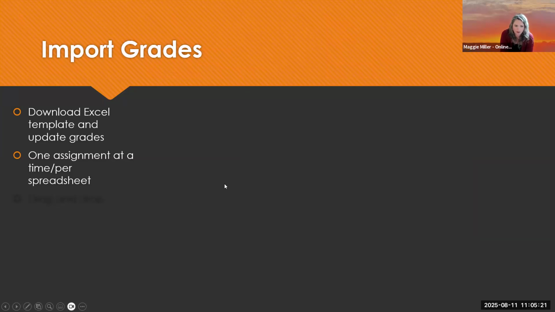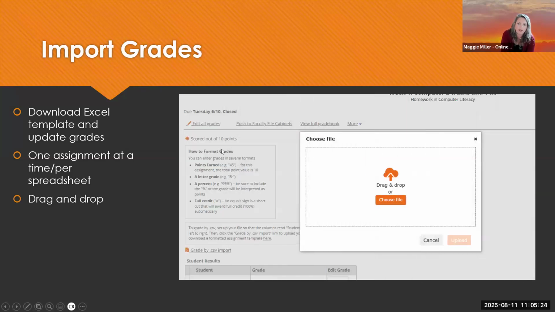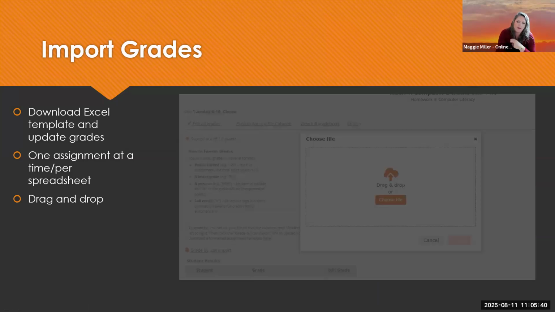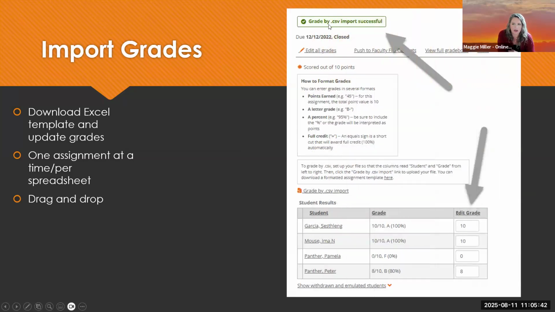Okay, and then you go back to the assignment and you click on grade by CSV import, and it brings up this pop-up window where you can either choose file and bring it in, or you can just drag it from your file explorer and drop it, and it automatically uploads for you. Then whenever it uploads, it gives you the green message that it's been imported successfully, and then it shows your grades just like you had manually put them in.